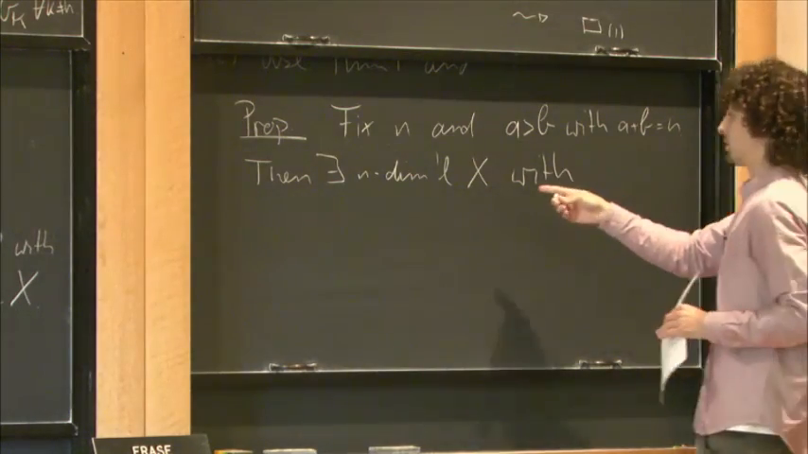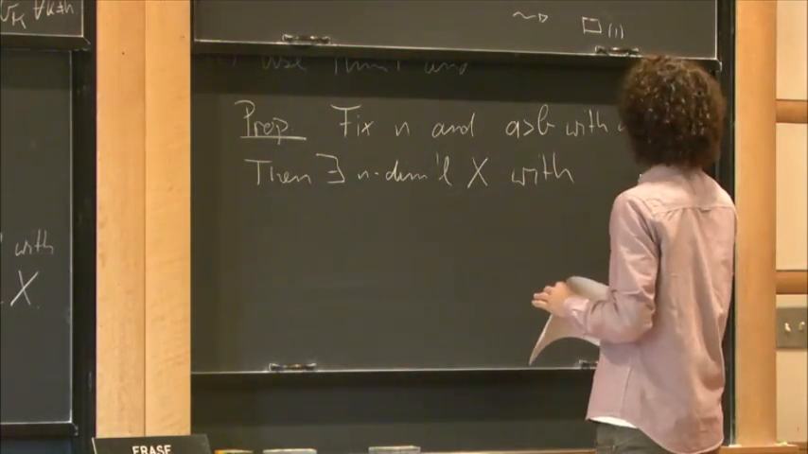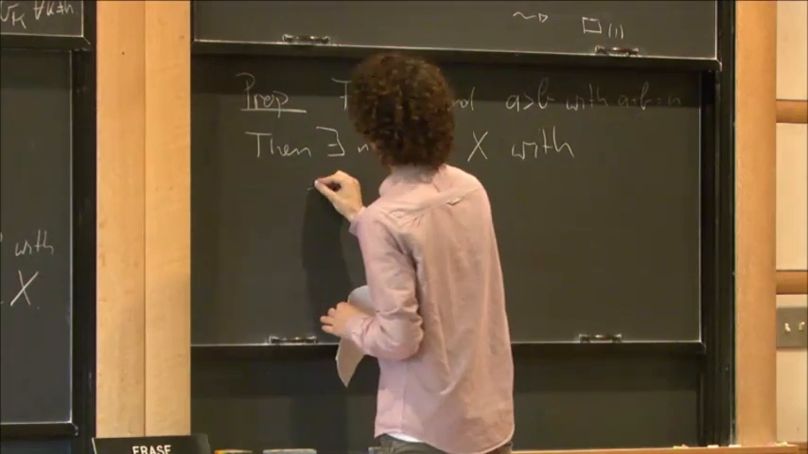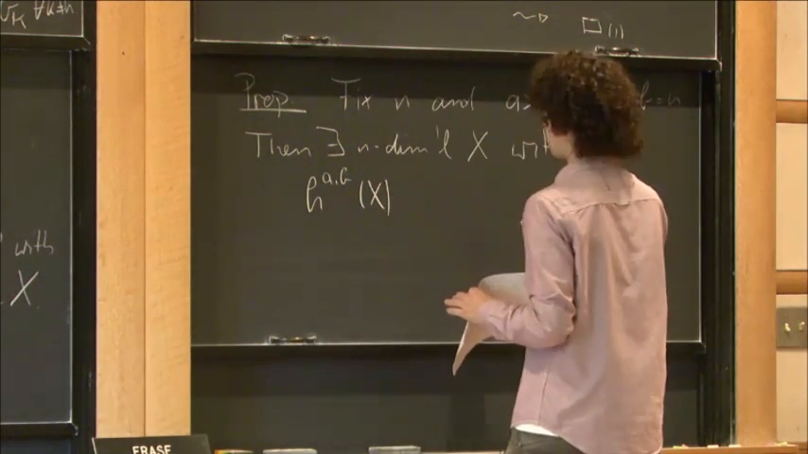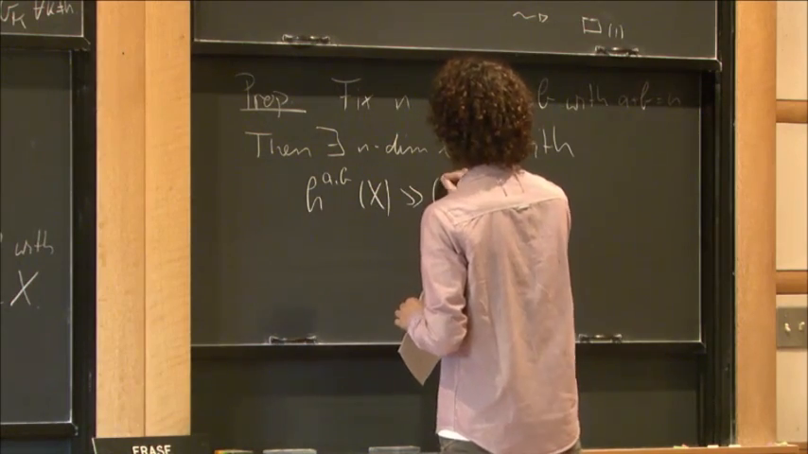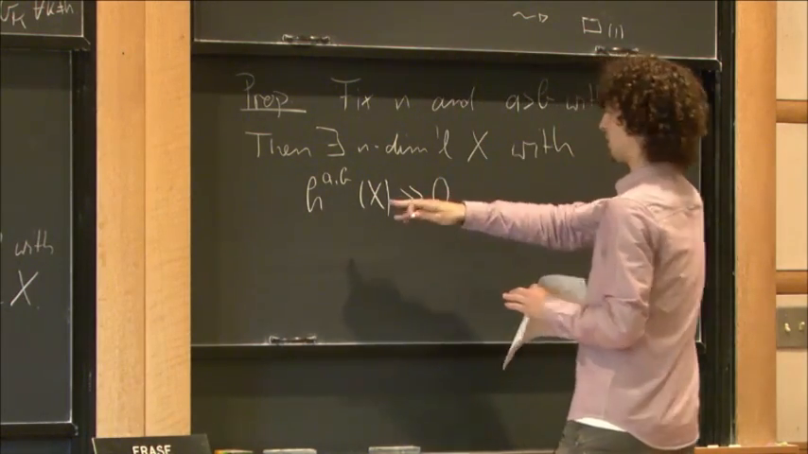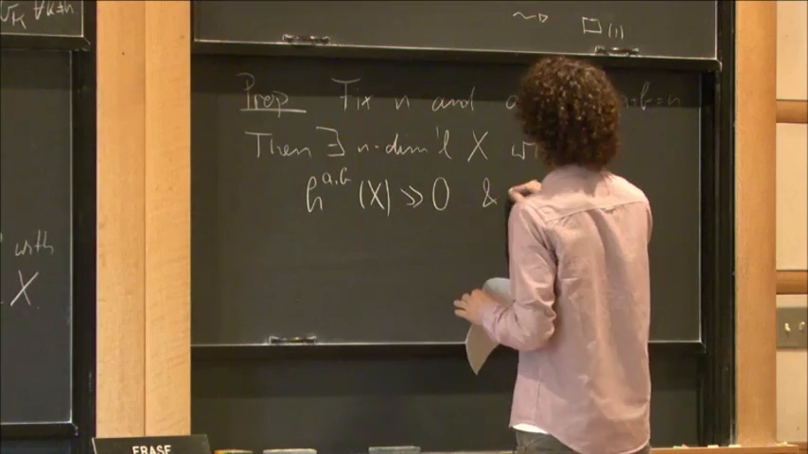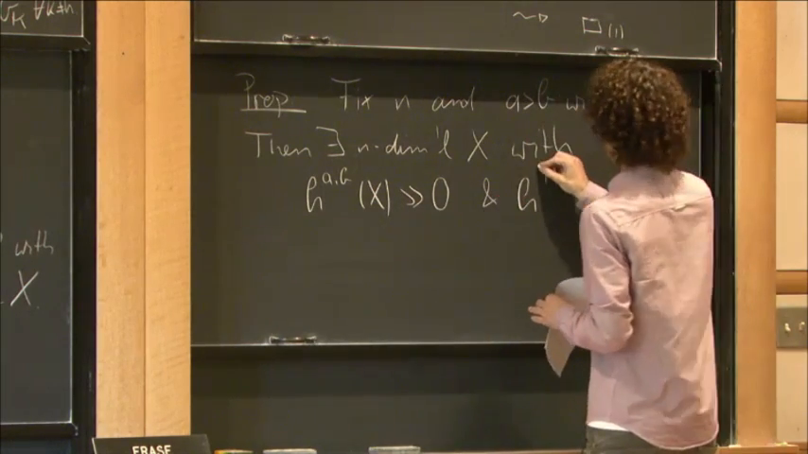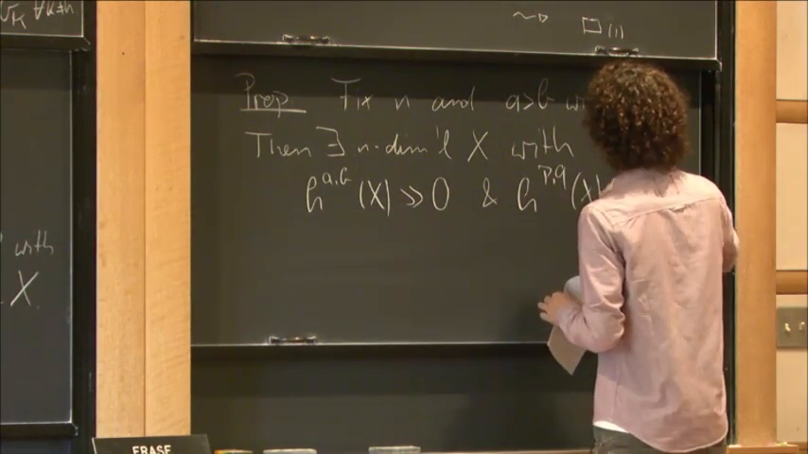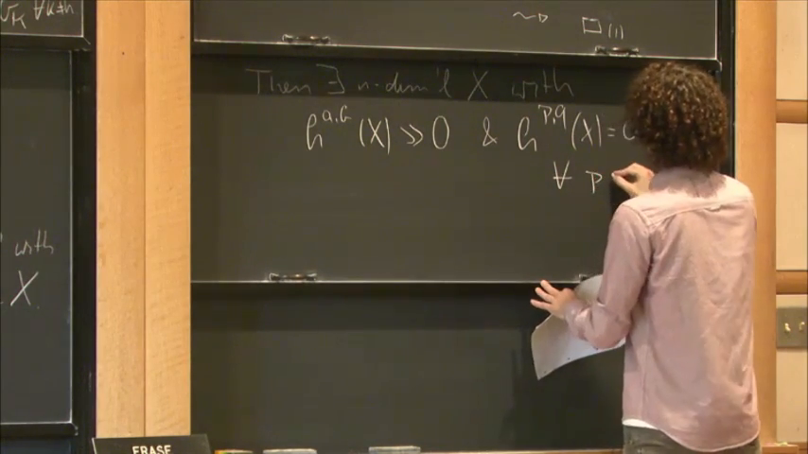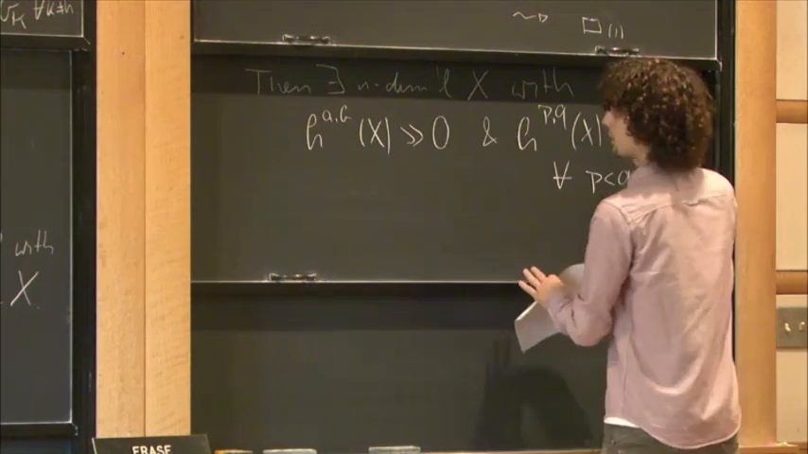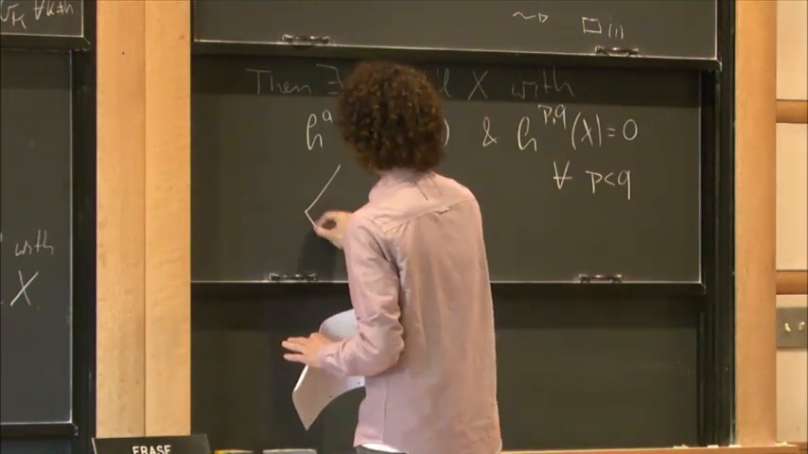Then there's an n-dimensional X such that HAB of X is very large and HPQ of X is 0 for all P less than Q. So the picture would be something like this.